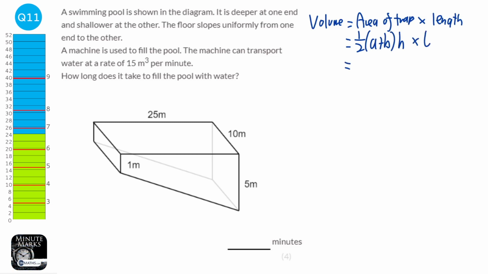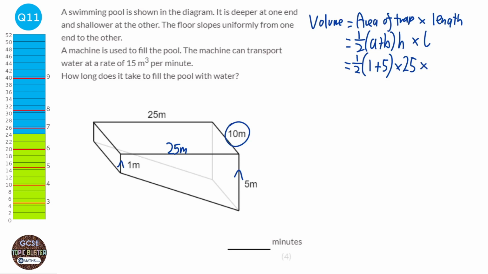Now a and b are the two parallel sides, which will be this one and this one. And then the h is the perpendicular line that hits both of them at 90 degrees, which is what perpendicular means, between the bases. So this will be the 25 meters here. So it's going to be half, and then we're going to add 1 and 5, times that by 25. The length is how 3D it is, so it would be that 10 there. We're going to times that by 10, and that will give us 750. So it's 750 meters cubed.